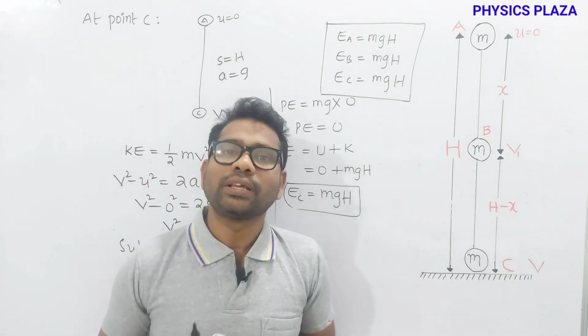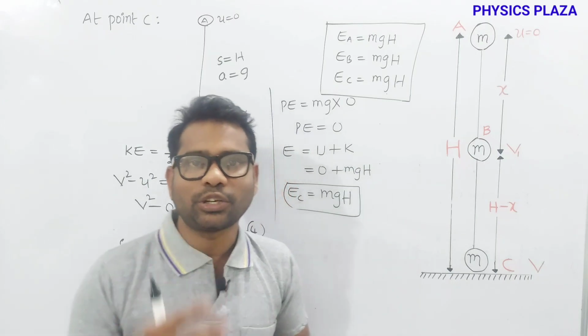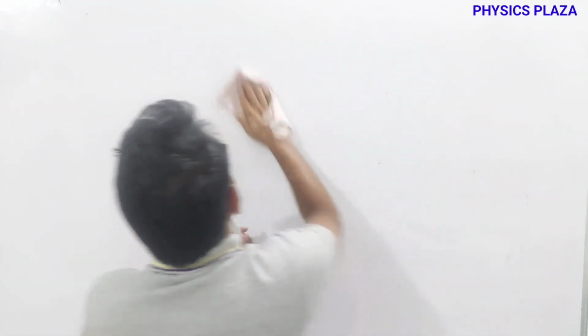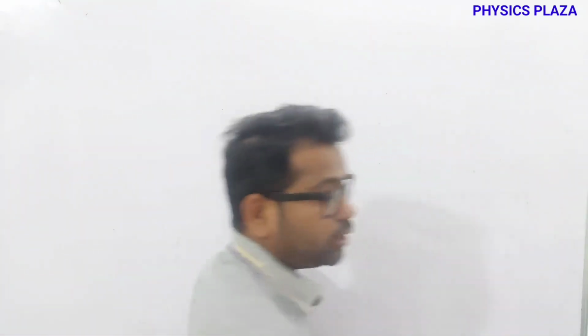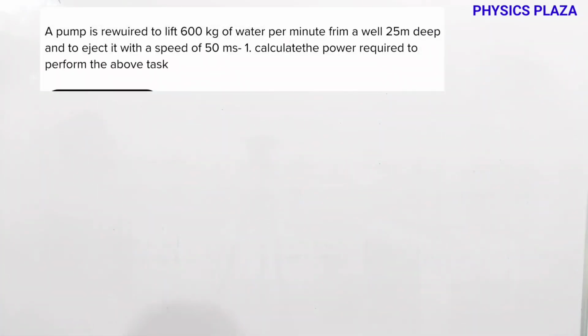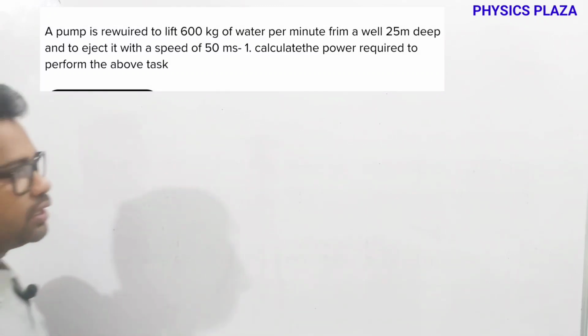What about another 2 marks? Yes, that is for numericals. Now let us see that numerical. Yes children, now just look at the numerical which is going to be asked along with this law of conservation of energy. Okay? Children, fine.